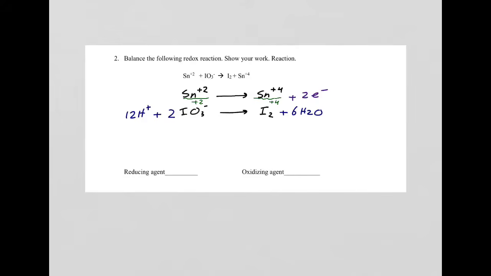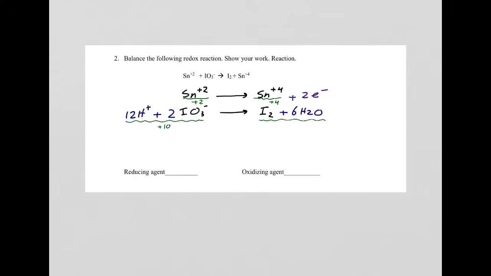Let's go down there. If we go down here, what's the charge on this side? So pay attention to this. I have 12 pluses and 2 minus. 12 pluses and 2 minus. So the charge would be plus 10.